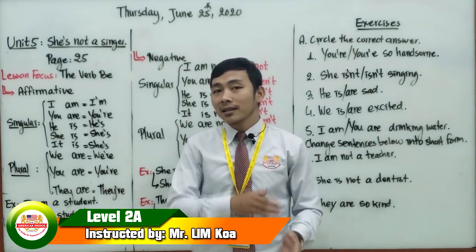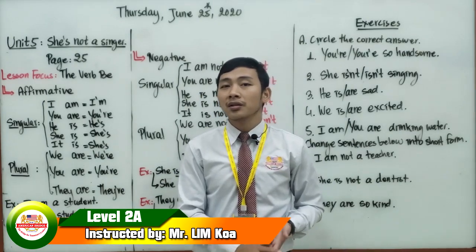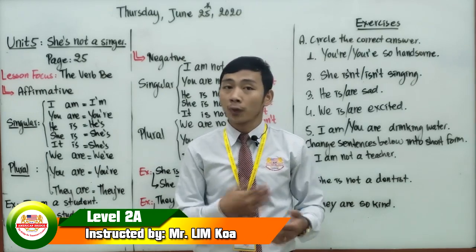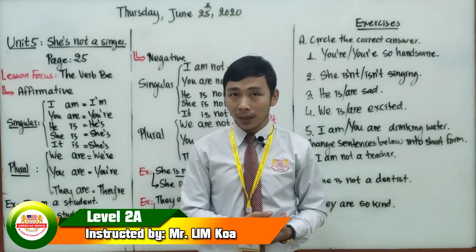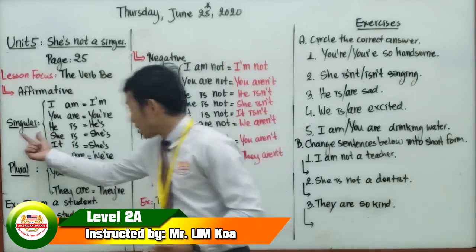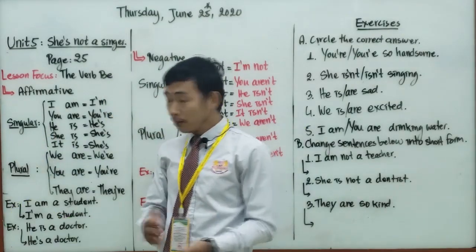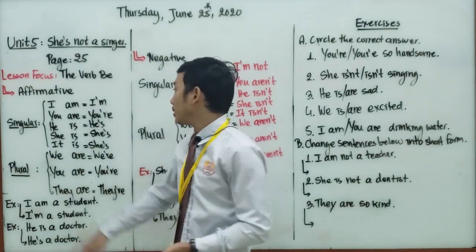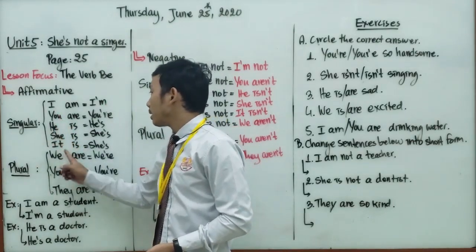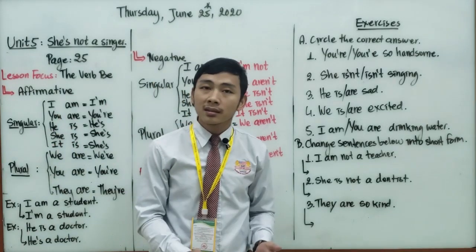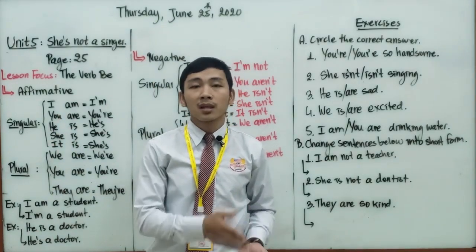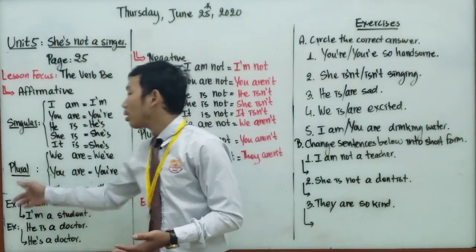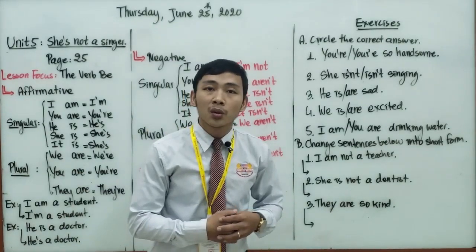But these 7 subject pronouns are categorized or divided into 2 different parts: singular subject and plural subject. Singular subject pronouns, what are they? I, you, he, she, it. These are called singular subject pronouns. What about we, you, and they? We call them plural subject pronouns.